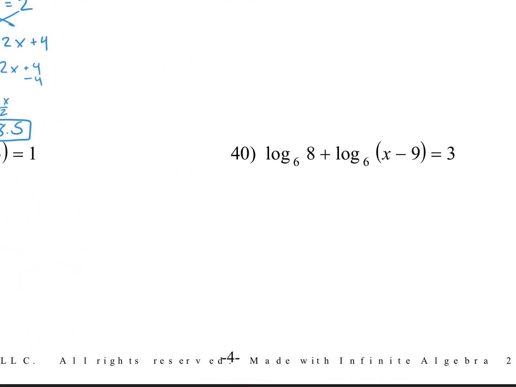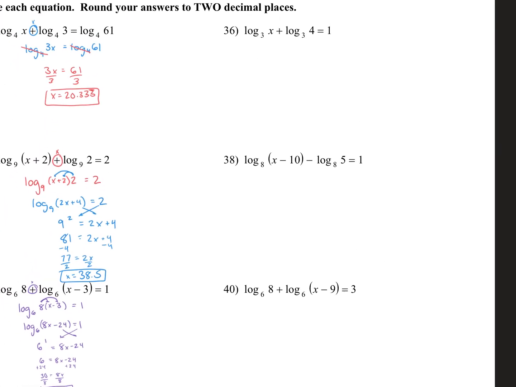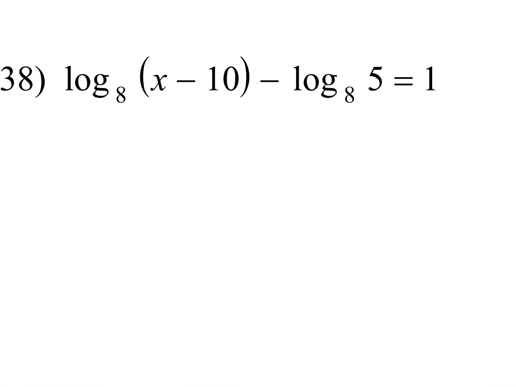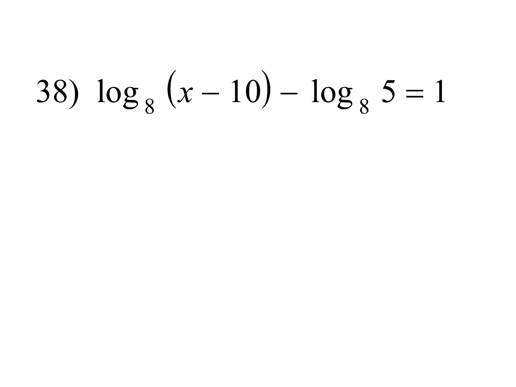Let's look at 38. 38 is a good one. So how would I combine these 2 logs? You would divide. I would divide. So I start with log base 8. And then what would go on top? X minus 10, and then divided by 5. And then that's equal to 1. Now what can I do?